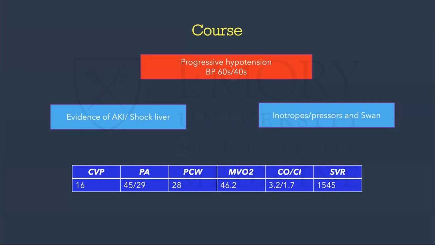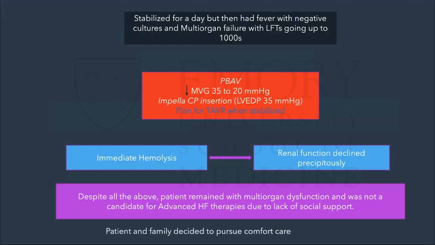So she became progressively hypotensive in the ER. She had evidence of acute kidney injury and shock liver. She was started on inotropes and pressors, and we had a Swan placed at bedside. Her right heart cath numbers showed elevated CVP and pulmonary artery pressure, as well as elevated wedge. Her mixed venous was down to 46%, her cardiac index was down to 1.7, cardiac output 3.2, and SVR 1545.